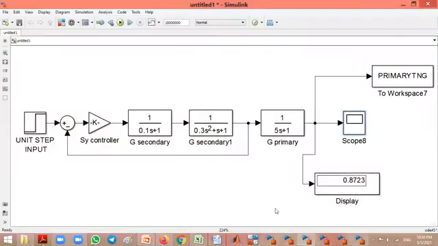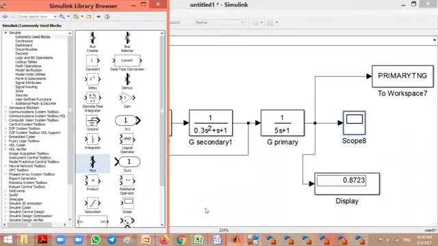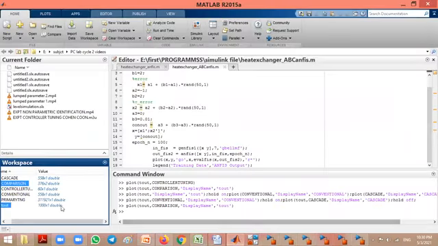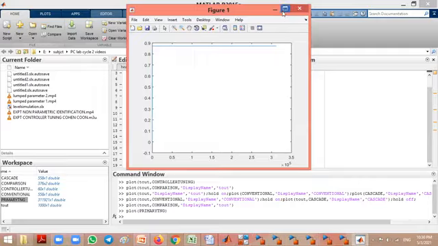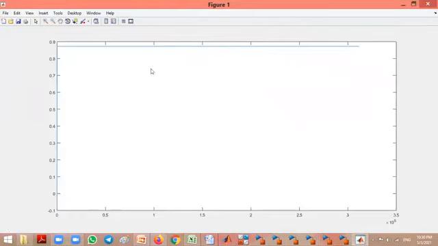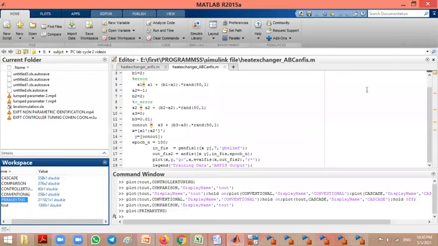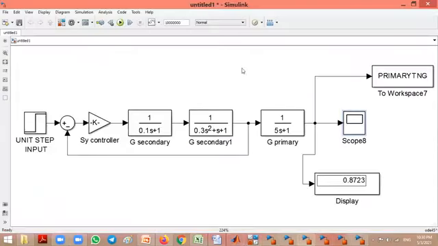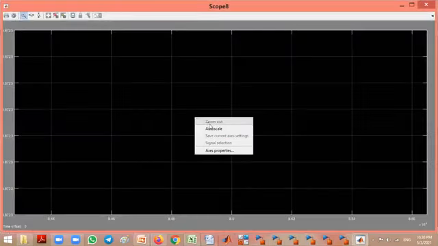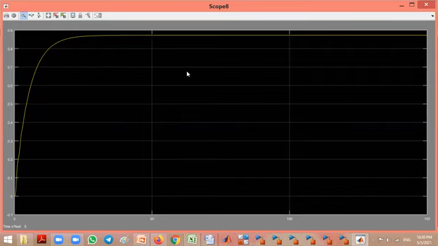We will go to the figure and we will see primary tuning. Plot primary tuning. It is a very long time we have simulated, that is the mistake we have done. So make it 150. Now we will see the response. See, now it's getting okay.